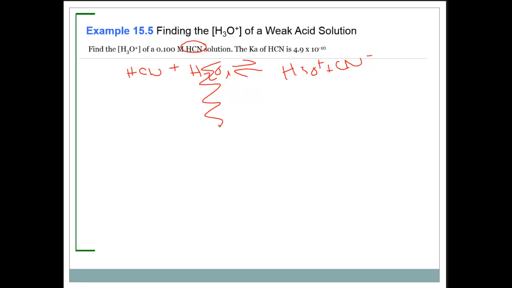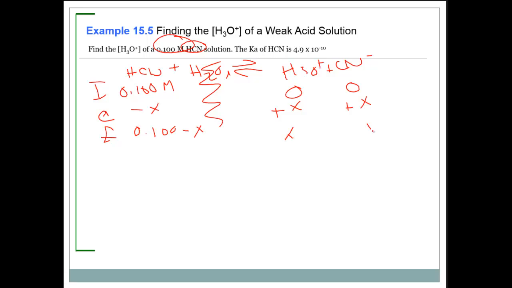So we can ignore that off the bat. We have 0.100 molar to begin with. So initially, we have 0.1 molar of the HCN, 0 of the H3O plus, and 0 of the CN minus. As it dissociates, the change is going to be minus X, plus X, plus X. So the equilibrium state will be 0.100 minus X, then X and X.